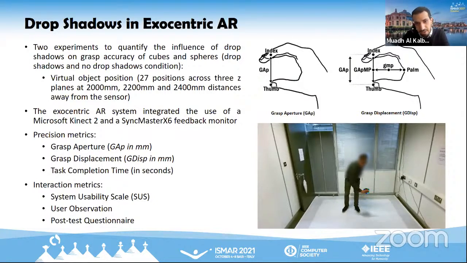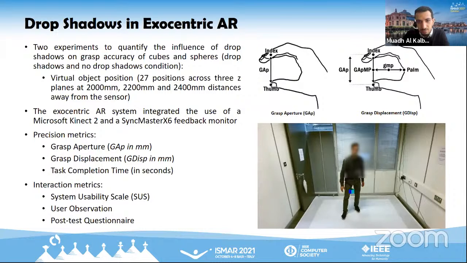The way we measure the accuracy of grasping, we use 2 key metrics. The first one is the grasp aperture, which is a metric that is widely used for physical grasping as a measure of the hand opening, so how big the hand opening is and how stable a certain grasp is. It's essentially the distance between the index and the thumb fingers.